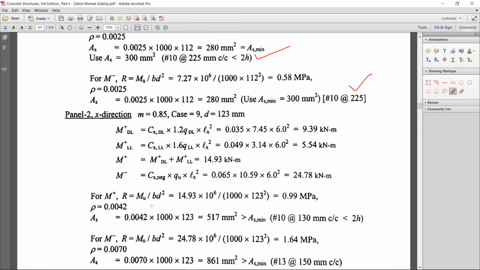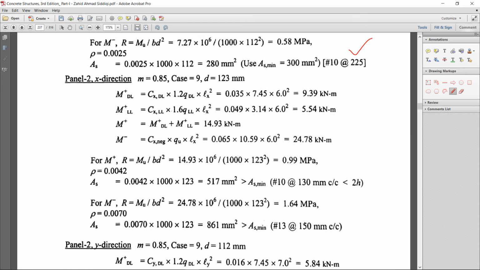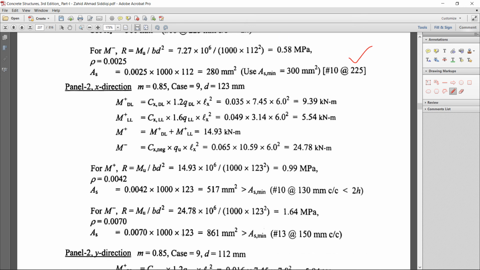Similarly, for total positive moment, you can use the exact formula. Area of steel is 4517 millimeter square, that is greater than AS minimum. So we will provide AS. The spacing will be number 10 at 130 millimeter center to center. Similarly, for negative moment in the panel 2 X direction, 861 millimeter square, that is greater than AS minimum.